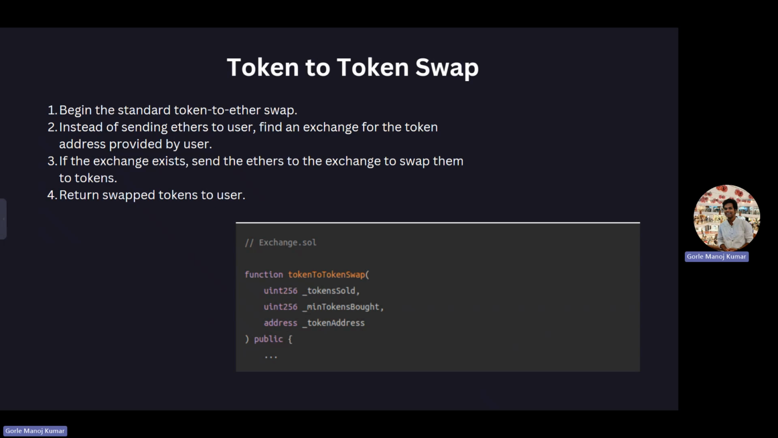You basically look at your factory. Okay. You look at your factory. That is like a directory of all the tokens that you have. You see if the token that the person wants is there or not. If it is there, you try to attempt a double swap. First you get ETH and then you use ETH to swap for the second token, and then you give it back to the person. This is a token to token swap.